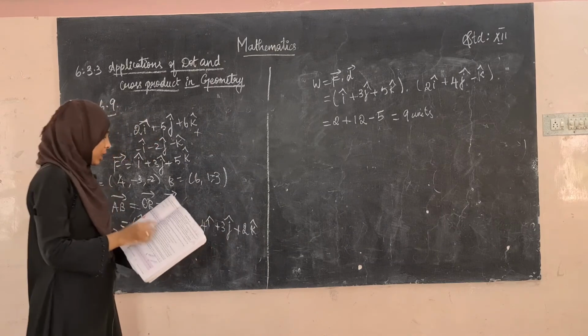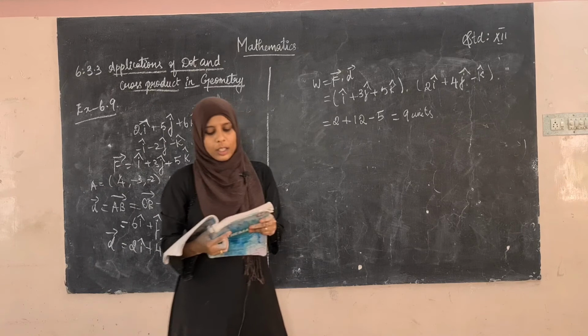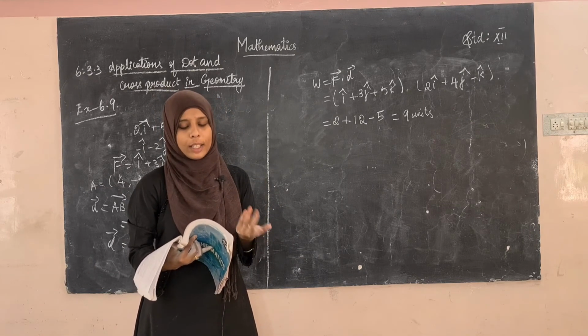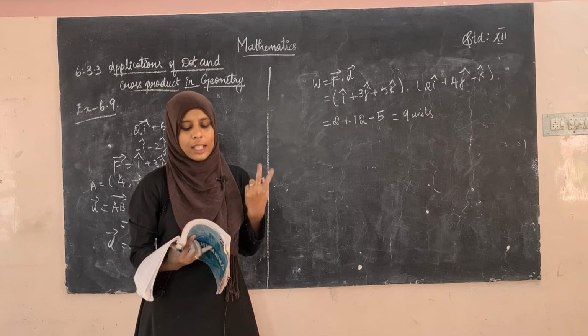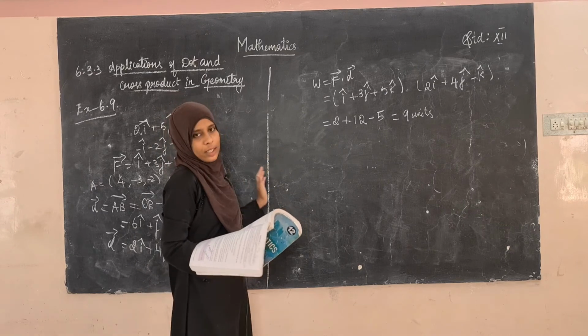Now example 6.10 is going to be the assignment for you. It is the same thing: they have given two forces, so for getting F vector you have to add these two vectors, and they have given 2 points. The work done is given as 16 units.